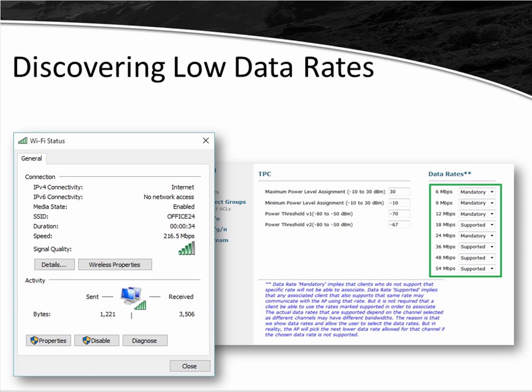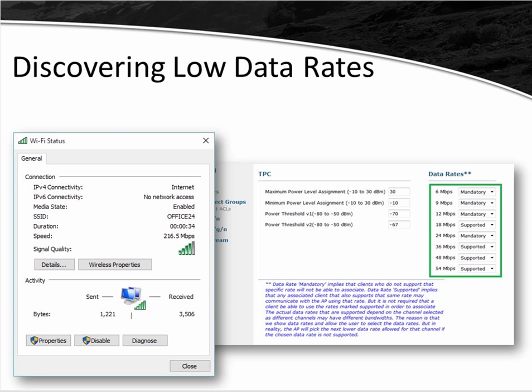For example, you may have intended to disable 6 megabits per second in 5 gigahertz. And you use your protocol analyzer and you see that you've got 3 clients that are connected at 6 megabits per second. Well, that could mean that you have not configured that AP properly. So somewhere you failed to make 6 megabits per second unsupported. So basically, if 6 megabits per second is unsupported, then what you're saying is they cannot associate at that data rate. It's really that simple.